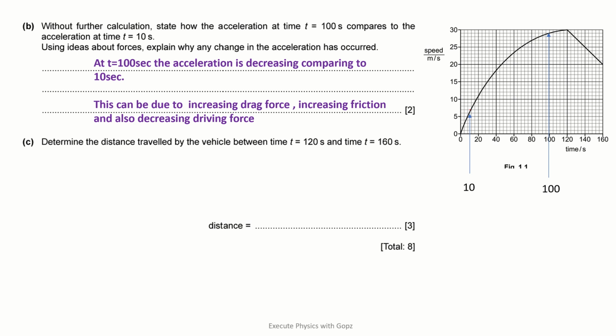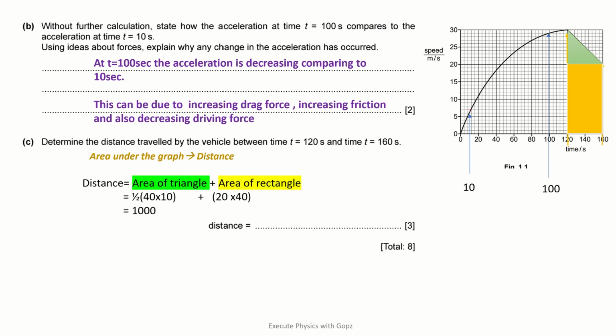Now, C part of the question is to determine the distance traveled by the vehicle between time t equal to 120 seconds and t equal to 160 seconds. So let's find out where t equal to 120 and 160 exactly. So now how will you find out the distance from a speed-time graph? In order to find out the distance, you just need to take out the area. So what is the area? You can form a rectangle shape and a right triangle across the given area. So the area under a speed-time graph will give you the distance. So distance is a combination.